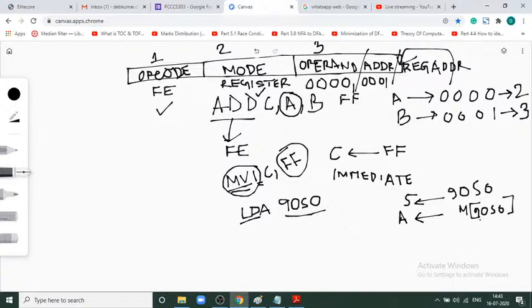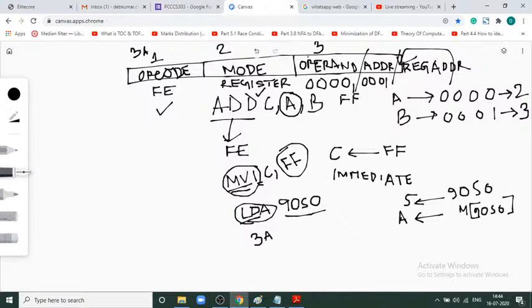Which data value is stored in 9050? Answer is 5. So what we need to do? First of all we need to write down the opcode of LDA. Let me assume the opcode of LDA is 3A. So in the opcode field I should write 3A.